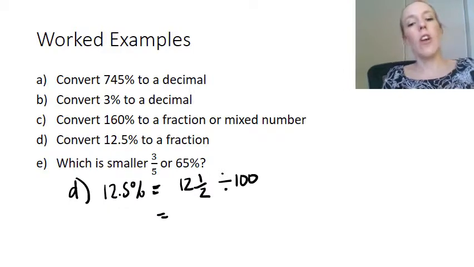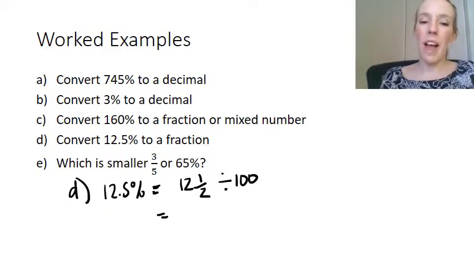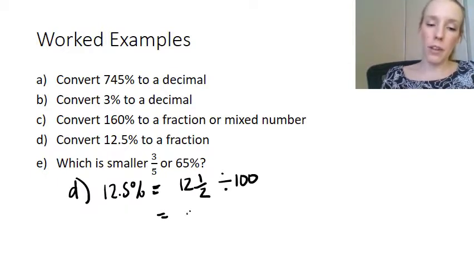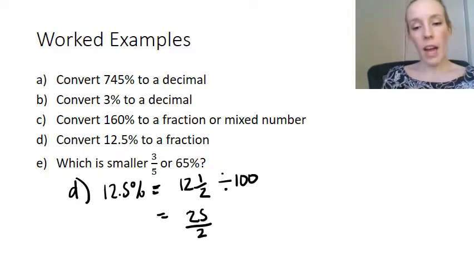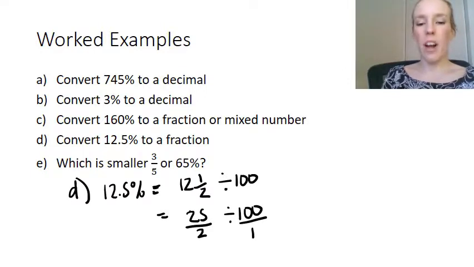So to turn that into a mixed number, we're going to multiply our denominator by that whole number, so 2 times 12, and then add our numerator. So 2 times 12 is 24, plus 1 is 25. So we've got 25 over 2 divided by 100, and 100 is the same as 100 over 1.